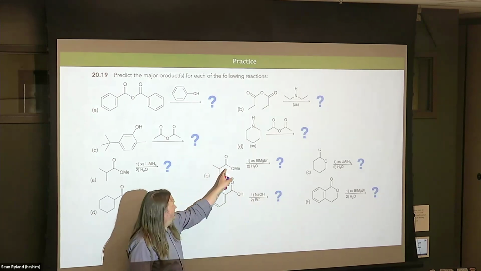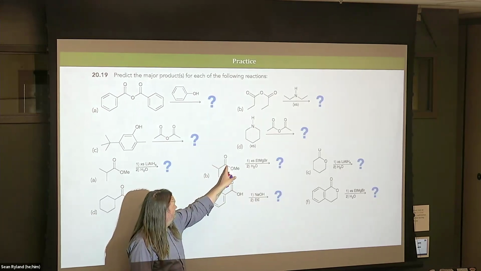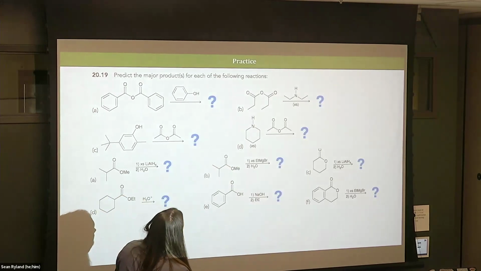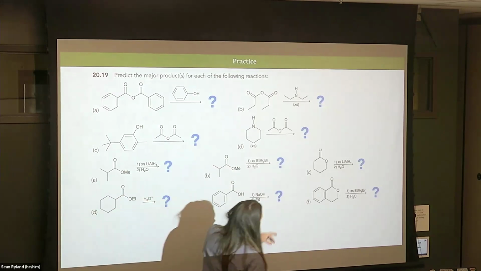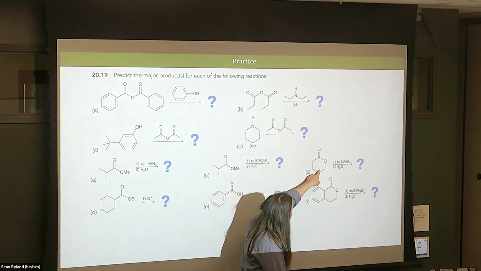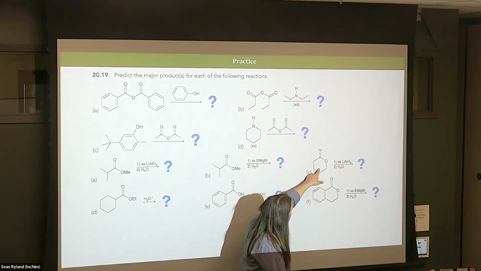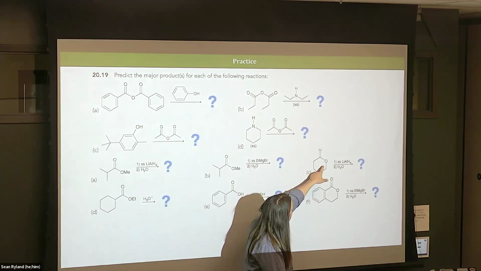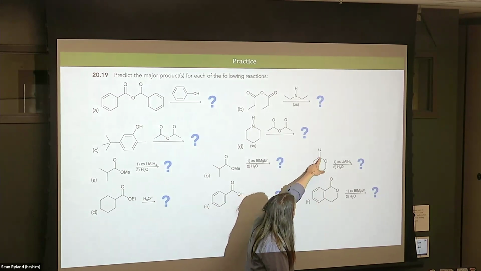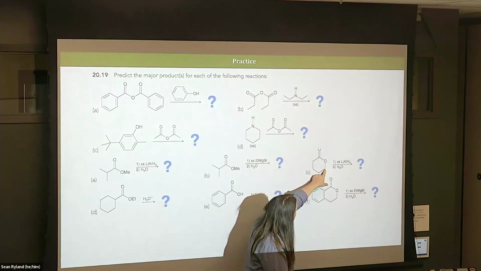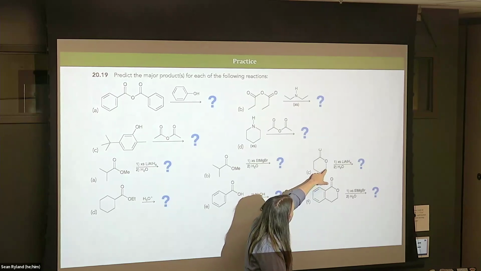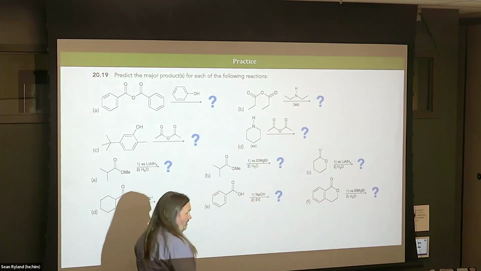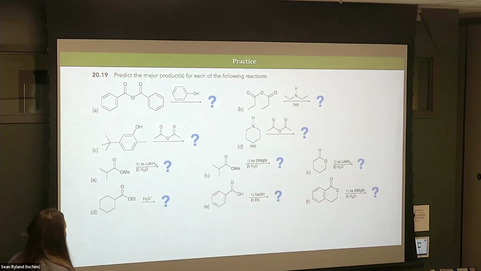Same molecule, excess ethyl magnesium bromide, add two ethyls, so the tertiary alcohol. This one's a little bit interesting because we do wind up with a ring opening reaction happening. So we should get 1, 2, 3, 4, 5. So 1,5-pentanediol as our product.